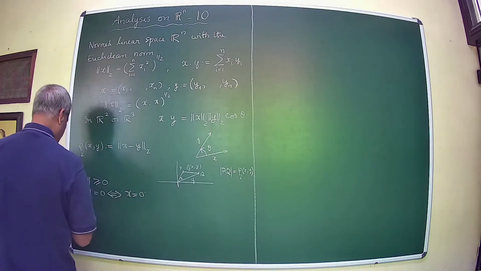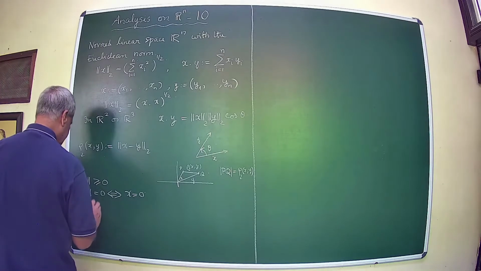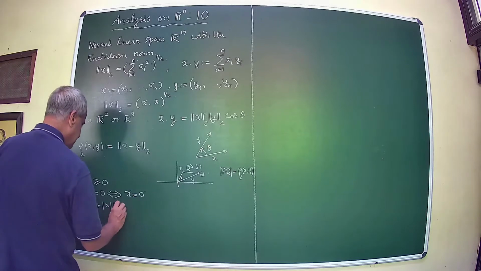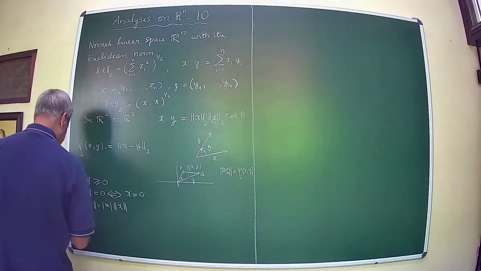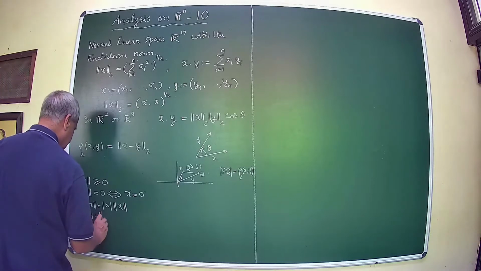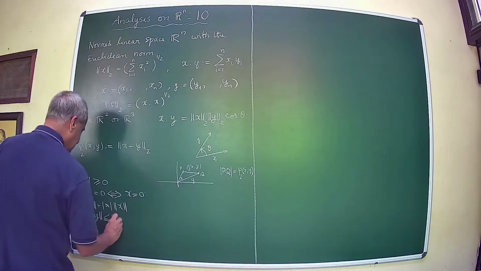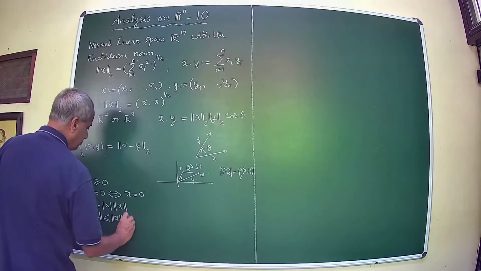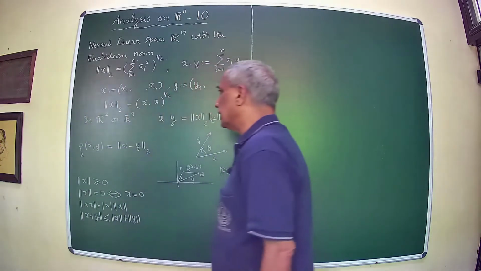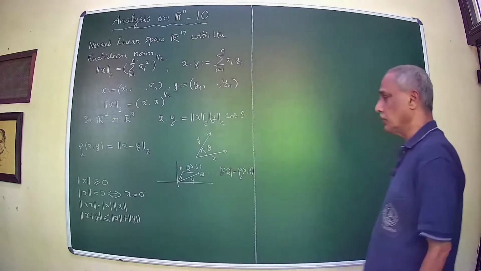Norm of alpha x equals mod alpha into norm x. Then norm of x plus y is less than or equal to norm of x plus norm of y. Now we have seen that in the case of the Euclidean norm.